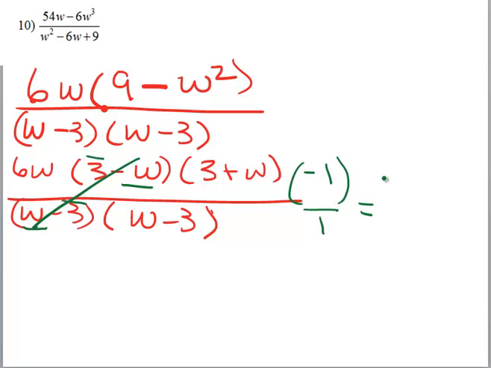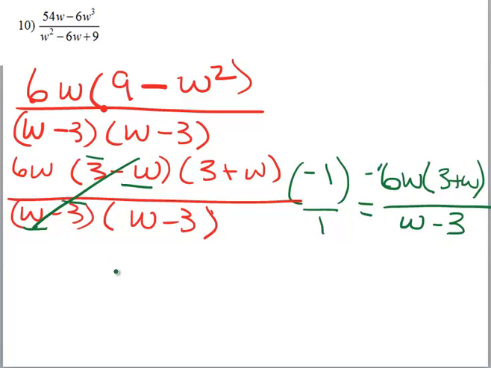So my answer is negative 6W times 3 plus W all over W minus 3. And I know you're tempted to do some factoring, but it's not going to work. There's nothing you can pull out of that.